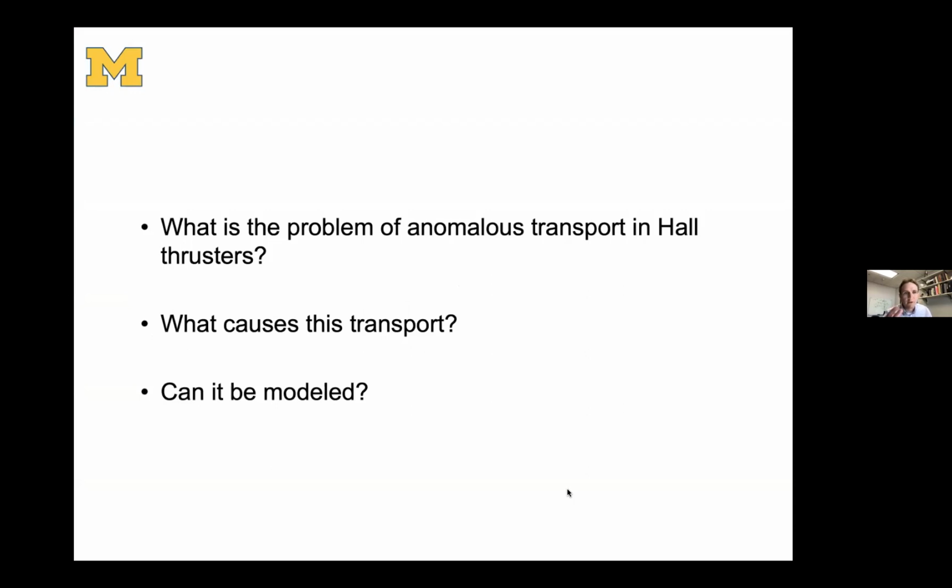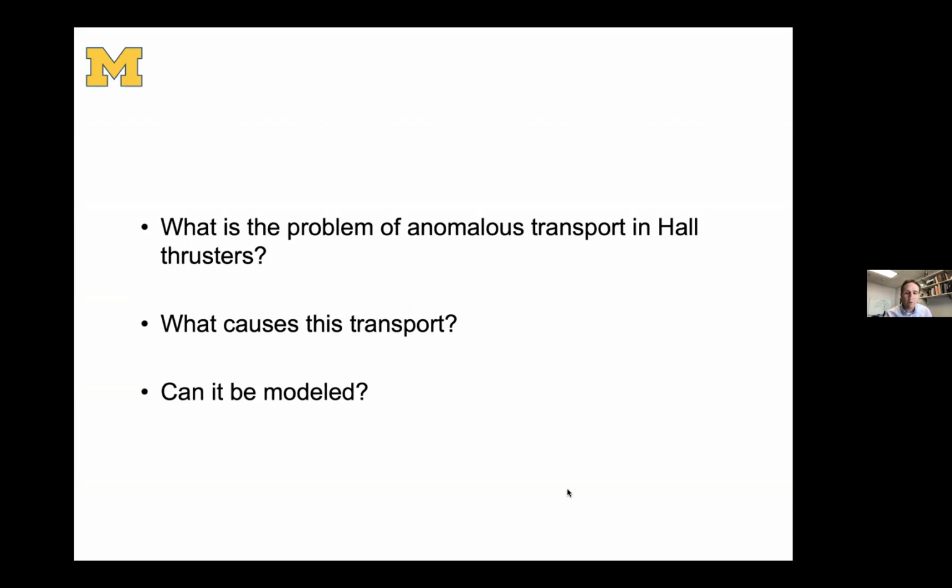So with that kind of introduction in mind, and to set the stage for the rest of this discussion, I have these 3 bullet points that I want to touch upon today. The first is defining what I mean when I say anomalous electron transport in Hall thrusters. Second is a discussion of what our current understanding is of what causes that transport and what we've done to try to improve that understanding from an experimental and theoretical perspective.